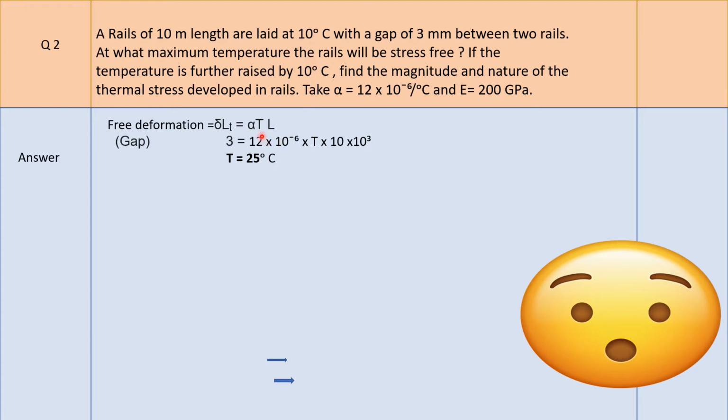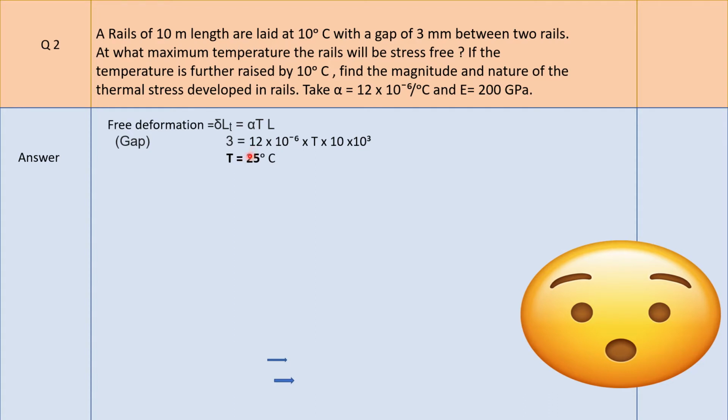Let us first calculate T, that is the change in temperature, using this formula delta L_T is equal to alpha into T into L. Now the gap is 3 mm, so 3 mm free deformation will be allowed. So 3 is equal to alpha, given as 12 into 10 raised to minus 6, into T, which we want to find out. E given is 200 GPa. This L is the length of the bar, given as 10 meters. Convert it into mm: 10 into 10 raised to 3.